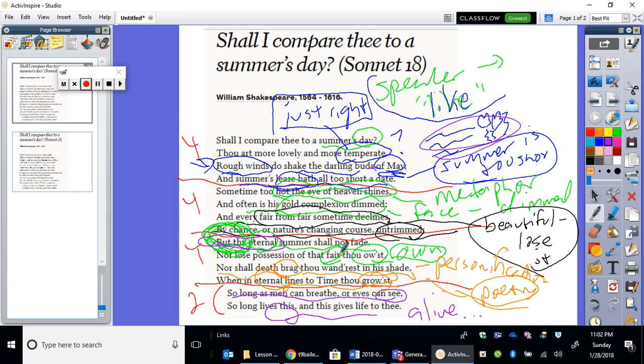"But thy eternal summer shall not fade, nor lose possession of that fair thou owest." Your beauty that you already own. "Nor shall death brag thou wanderest in his shade, when in eternal lines to time thou growest. So long as men can breathe or eyes can see, so long lives this, and this gives life to thee." So I look at this poem, and I look at "Shall I compare thee to a summer's day?" And that's a cool idea, the premise of this entire metaphor.